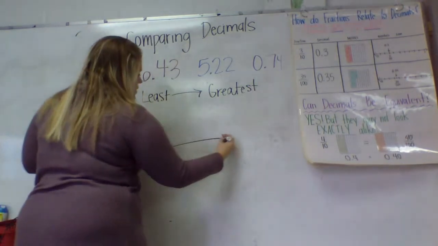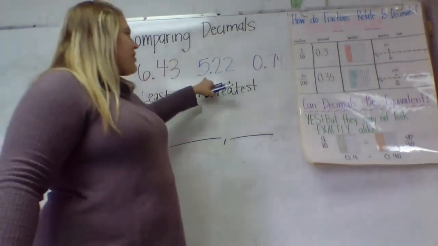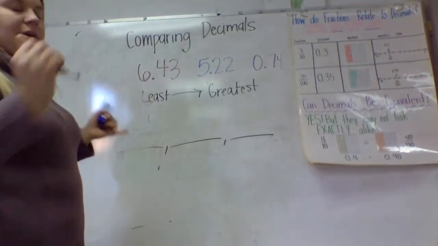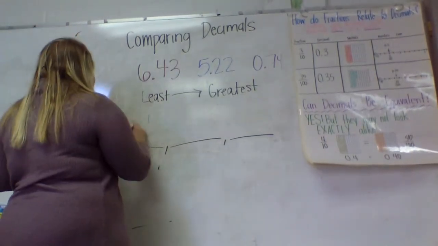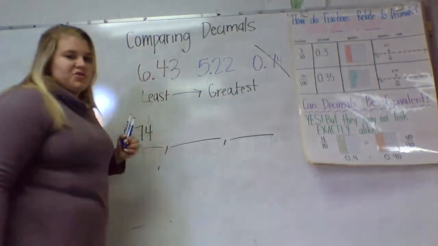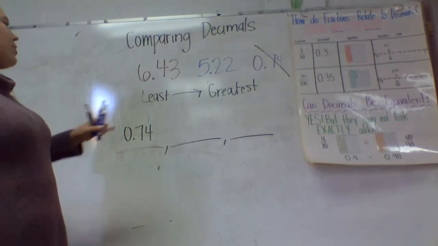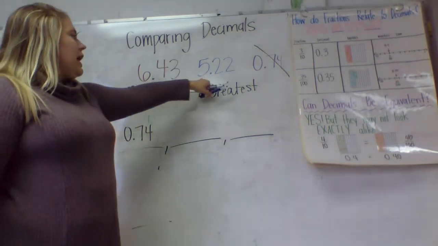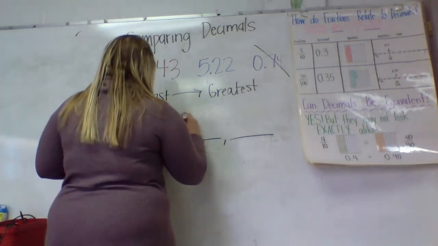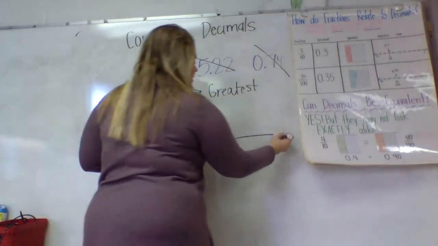So I'm going to look up here. I know that I have a number that has 6 wholes, a number that has 5 wholes, and a number that has 0 wholes. So which one of those is going to be the smallest? The one that doesn't have any whole numbers. And once I write that down, I'm going to get rid of that number so I don't even have to look at it anymore. So now, the next smallest number. I've got 6 wholes, and I've got 5 wholes. Well, I know 5 is my smallest number. So 5 and 22/100 is the smallest. So I can get rid of that.